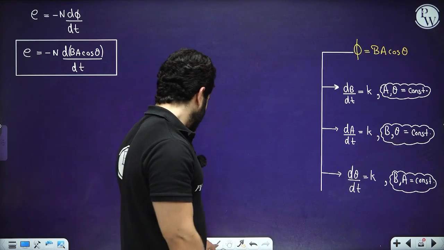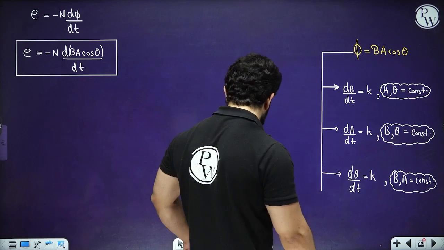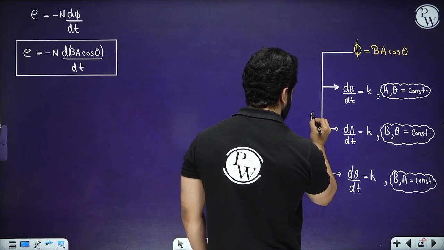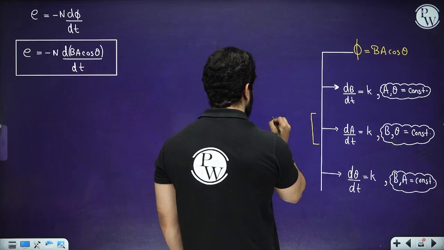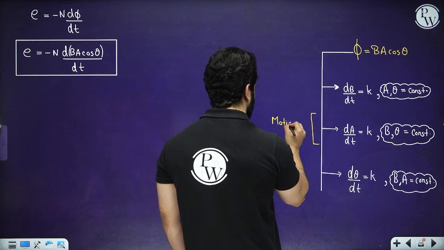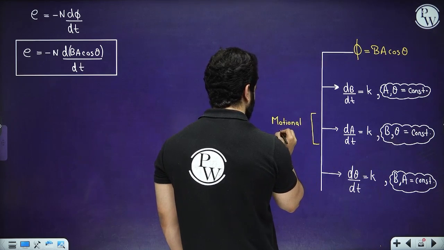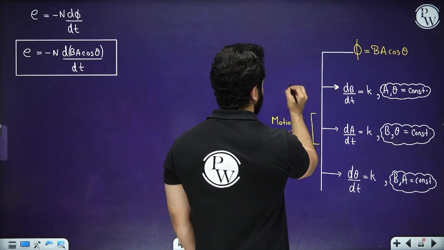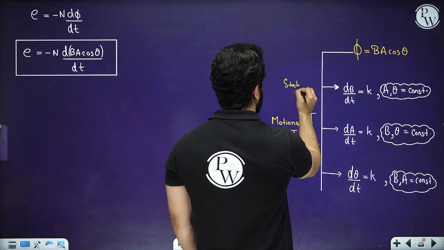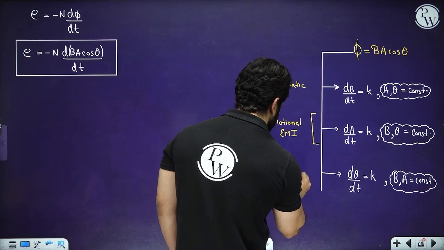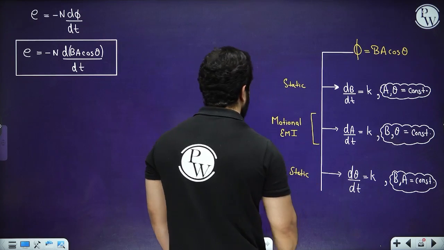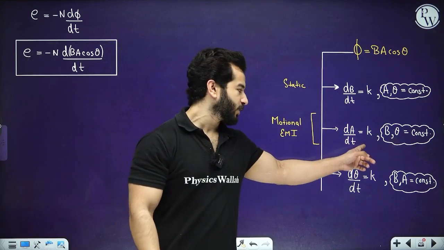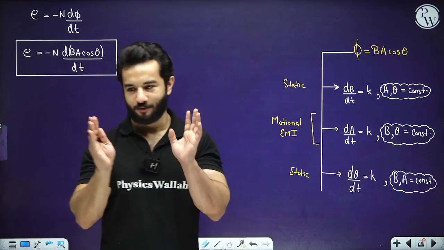Now, out of all of these things, there is also one more point to be noted. This thing is known as motional EMF or dynamic EMI, motional electromagnetic induction, and this thing is known as static. And this is also known as static, right? So till now we have seen that if we want to change magnetic flux, either we can do this, or this, or any combination of these is also possible.